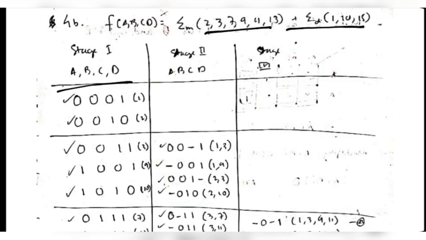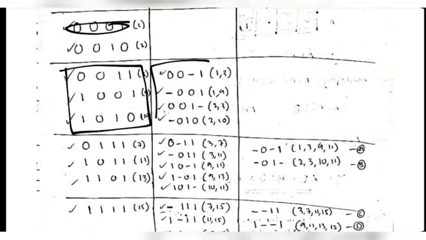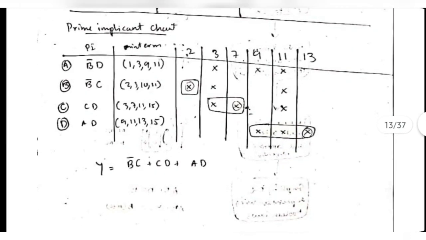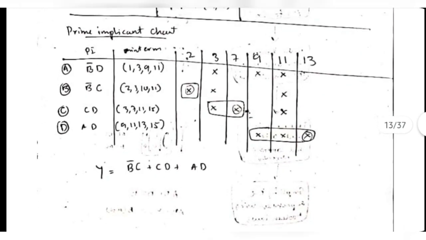First we will write those numbers with single ones, then with double ones, then with 3 ones and 4 ones. After writing this we have to compare each number with the next group, and we will note down these values here. The matched pairs will be ticked, the same thing for everything. The change comes when you write the prime implicant chart.